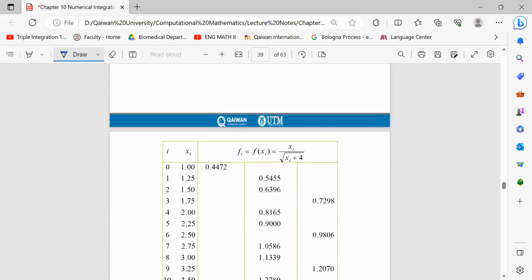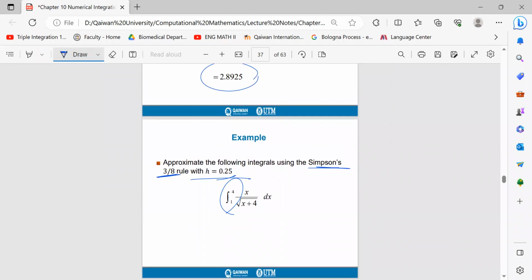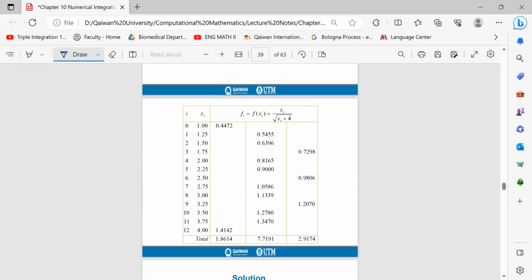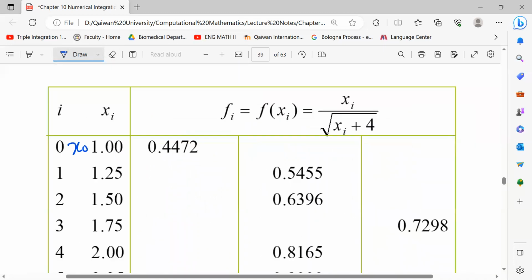Look, the function is from 1 to 4, and h is 0.25. So we start from 1 and we go 0.25 till we get 4 for finding all the x values. This is x0, x1, x2, x3, x4, and so on. Now, let me write down here. This is x0, x1, x2, x3, x4.